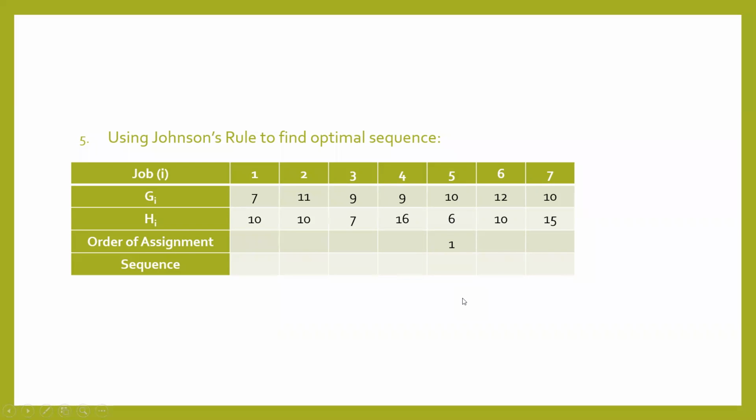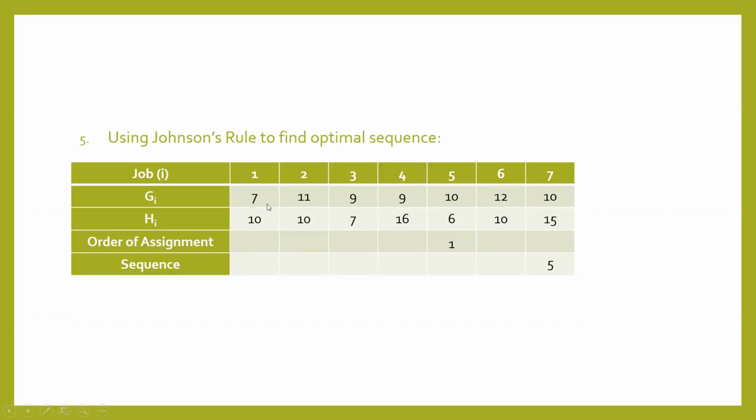So order of assignment will be first for job number 5. And because it is on the second machine, I'll be assigning it at the end. So you put the job number there. Clear? What is the next value? Once you do this, ignore this machine. So I'm not going to consider this job anymore, not the machine, the job. Check for the smallest value. The next smallest value is 7.